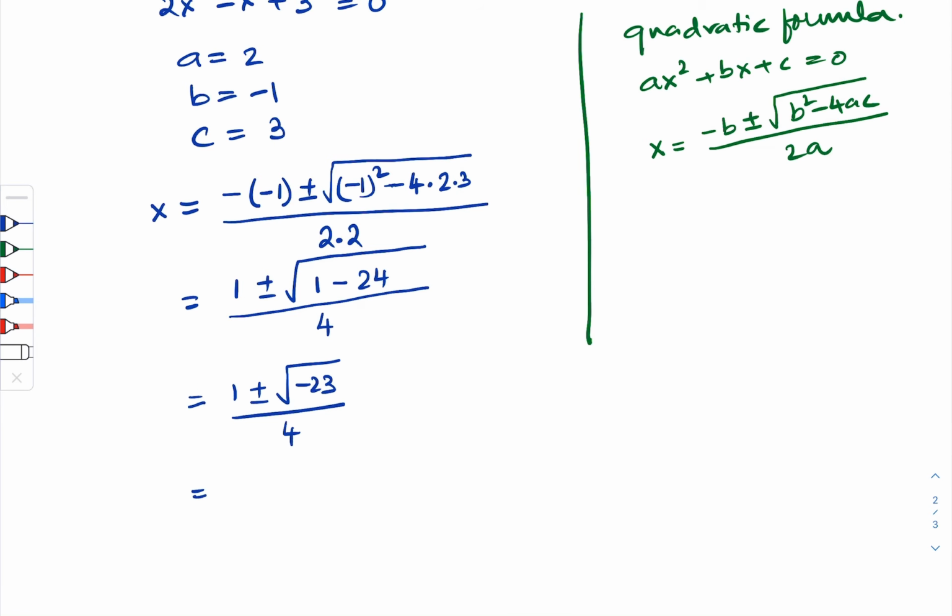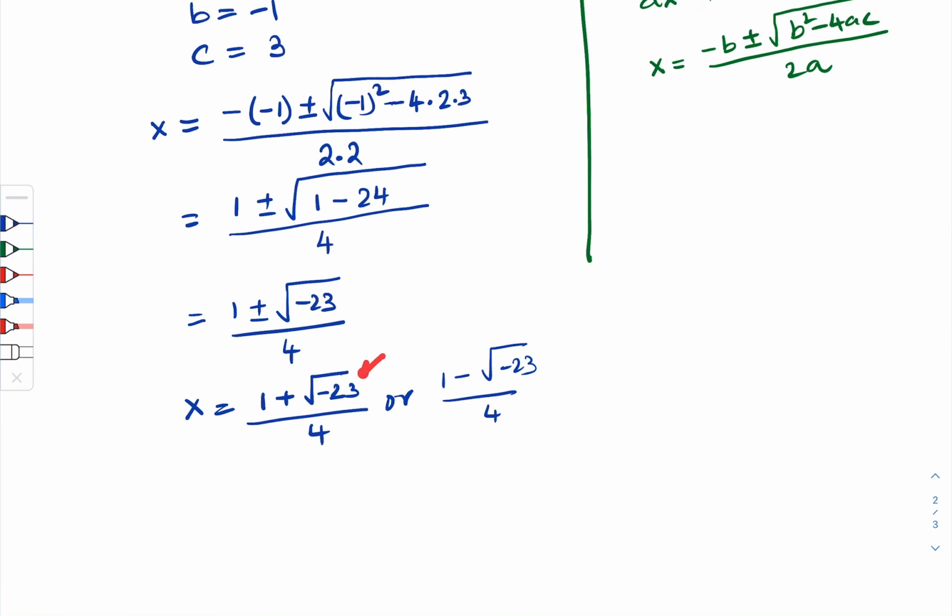Or you can say x is equal to 1 plus square root of -23 over 4, or 1 minus square root of -23 over 4, okay? And just a brief mention out here, you can't take a square root of a negative number, so therefore that stays underneath it. But later on, depending upon how much math you learn, you can actually pull the negative sign out with a 1 and call it an i. But that's beyond the scope of this video, so let's not worry about it.